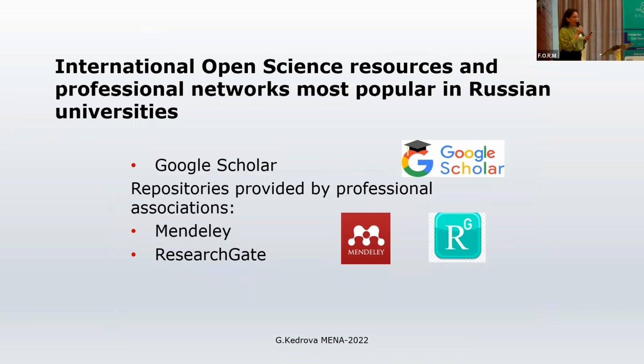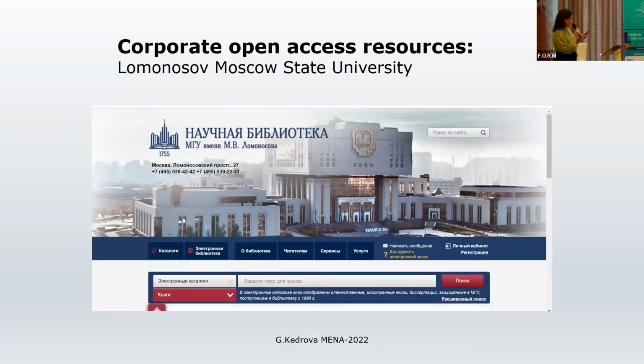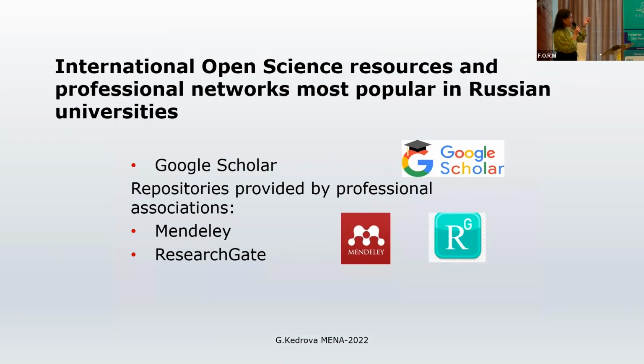The international most popular resources in Russian universities, I think everyone knows, and I think it's general to any country, are Google Scholar and some very popular sites provided by professional association networks, professional networks. Our master students prefer Mendeley, and postdocs and faculty members prefer ResearchGate.